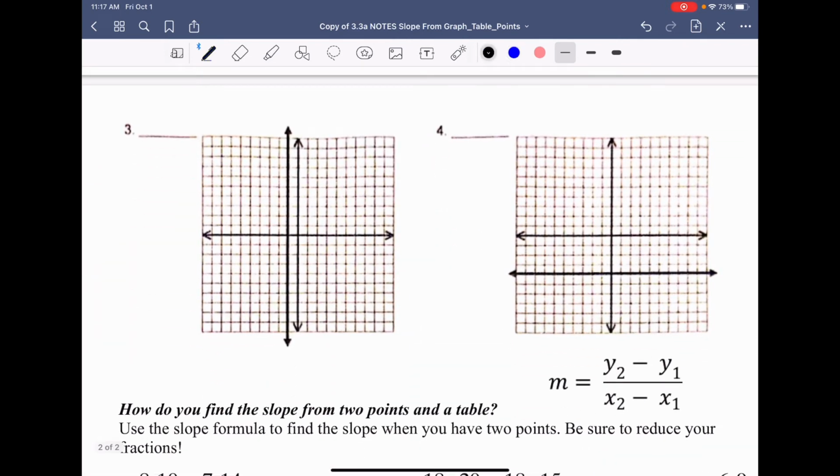This slope right here, it's up and down, it's undefined. If I just pick 2 points on this line, I go up or I go down 1, 2, 3, 4, but then I don't go right or left any. So anything divided by 0, guys, is undefined.